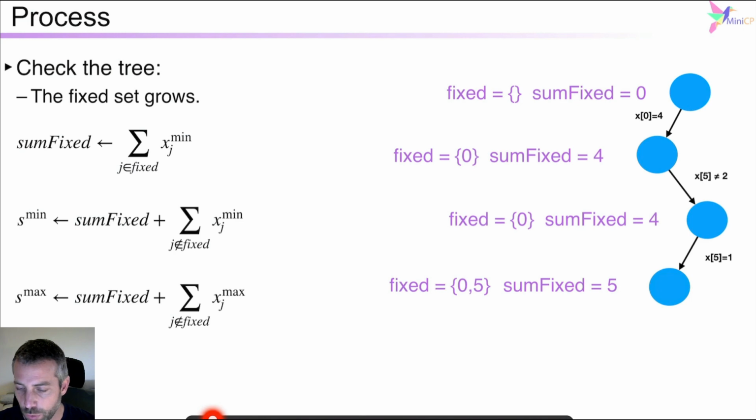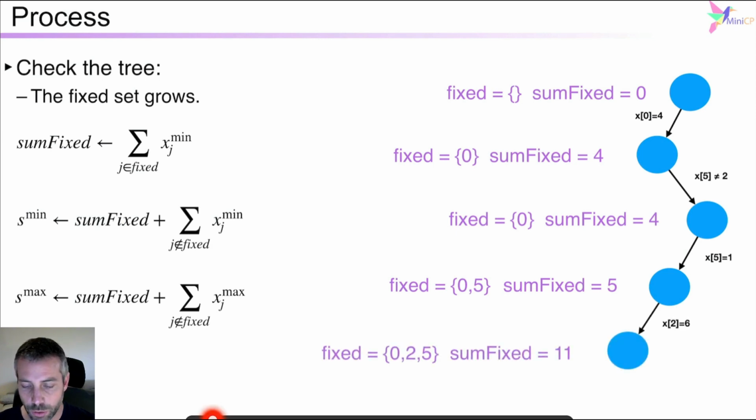Then I fix one more variable, so x5 becomes fixed to 1. Therefore, I need to add 5 to the index set of the fixed variables, and the sum of the fixed values there will now become 5, because you have 1 plus 4. This is the total contribution of the fixed variables in the sum, which is equal to 5. One more is fixed. So now I also need to add the index 2 to this set of fixed variables, and to the sum of fixed, I add 6 because of that one, and now the sum of the fixed ones is equal to 11.